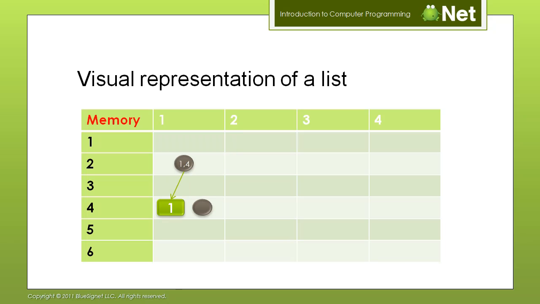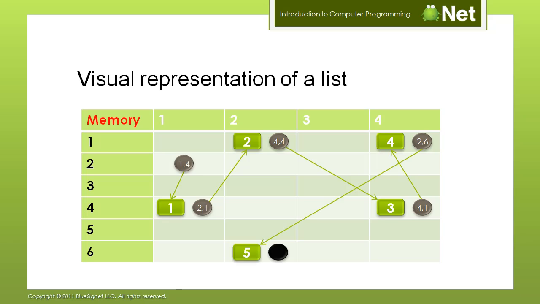So here, I'm looking at 1, 4, which is value 1. The next value that we add is just thrown in memory space 2, 1. So my pointer points at 2, 1. Then my next memory value points here, and my next memory value points here. Finally, the end of my array ends here, and I have a little black circle here to indicate this is the end of the list.